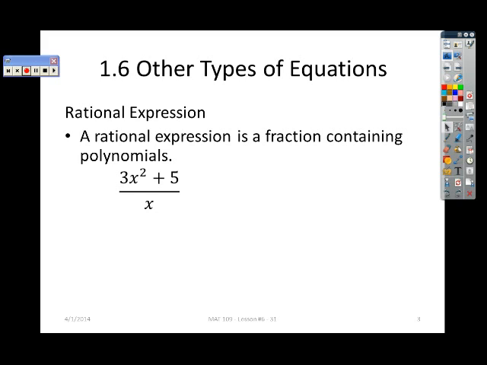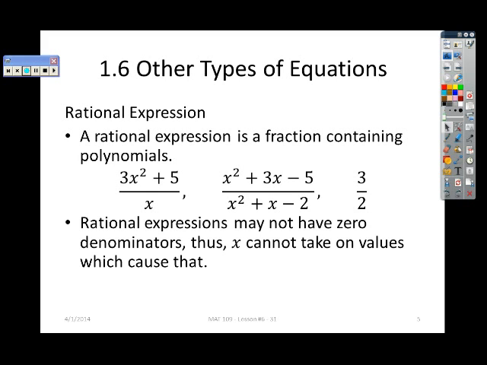So here's a rational expression. Here's another one. This is a much more involved one, but it's still a polynomial divided by a polynomial. That also, but you wouldn't have to do anything special for 3 halves. As with all things in math, you cannot divide by 0. That is an undefined situation.